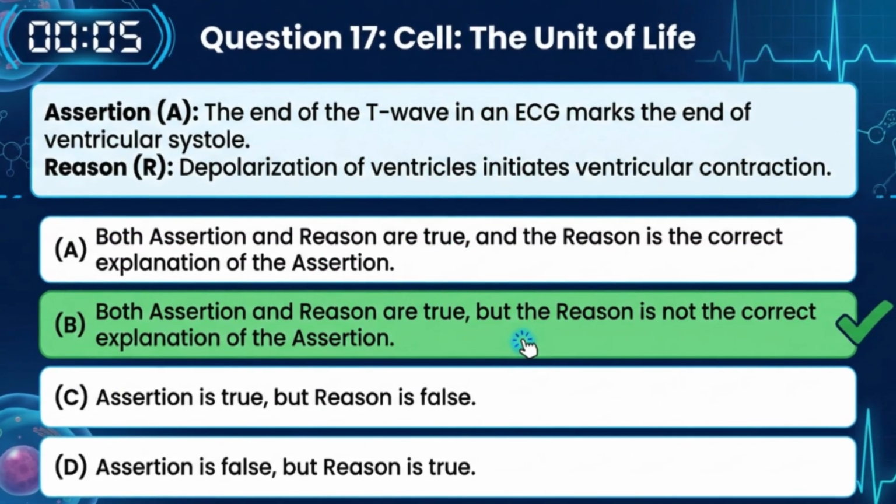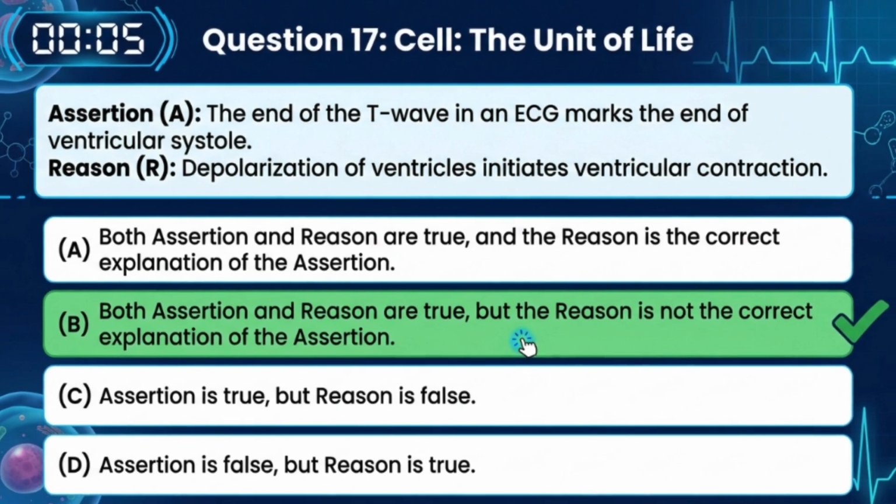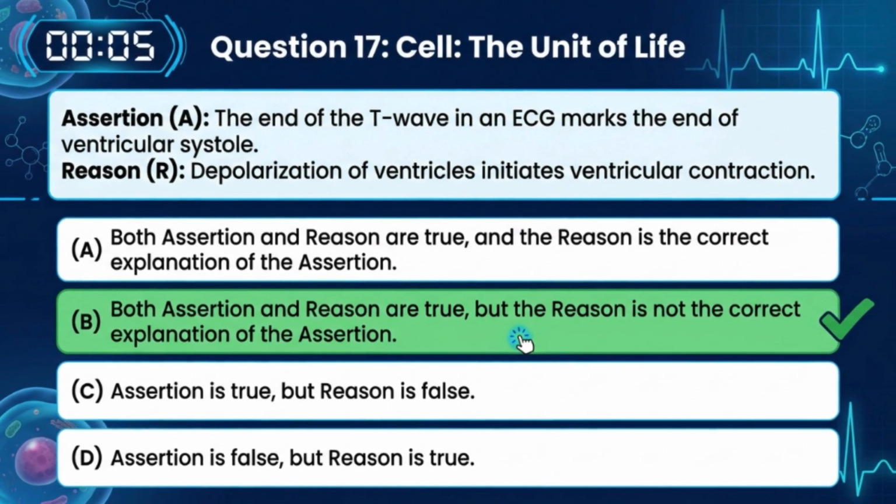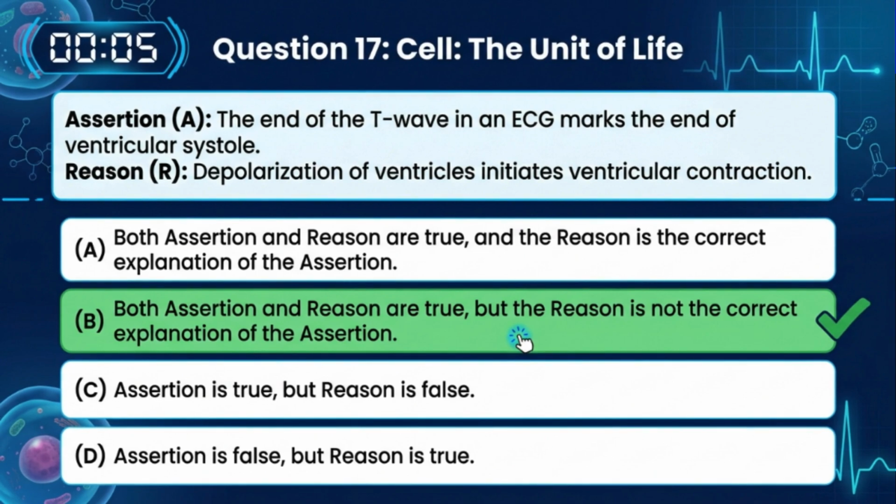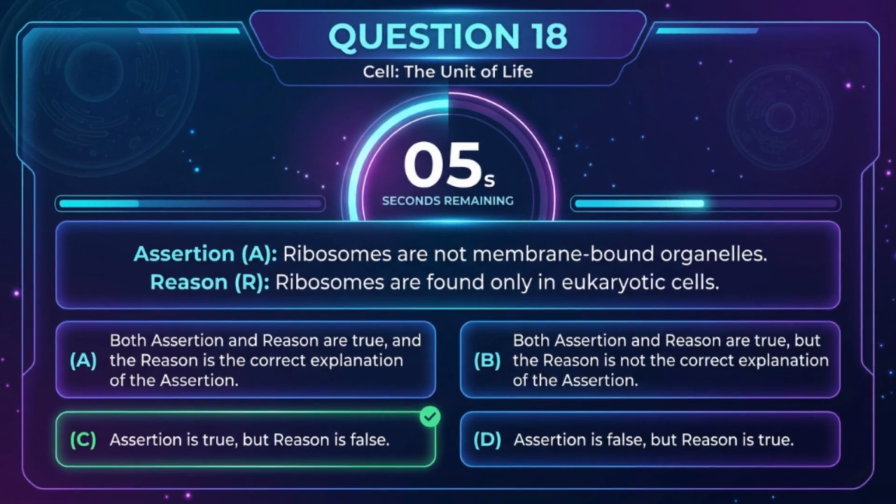Cell, the unit of life. Assertion: the end of the T wave in an ECG marks the end of ventricular systole. Reason: depolarization of ventricles initiates ventricular contraction. 3, 2, 1. The end of the T wave marks the end of systole, which is true. Depolarization of ventricles initiates contraction, which is also true. But one is not the explanation for the other. Option is B. Question 18.